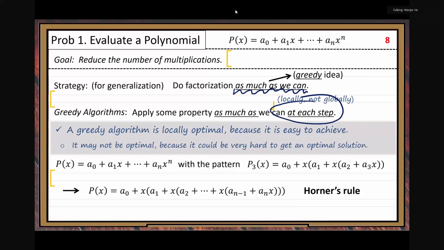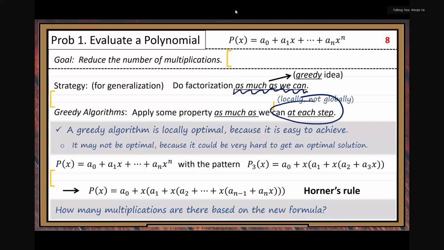You need to compare these 3 methods. Which one is the fastest? And when we do the experiments, we want to work on large polynomials, very large polynomials.